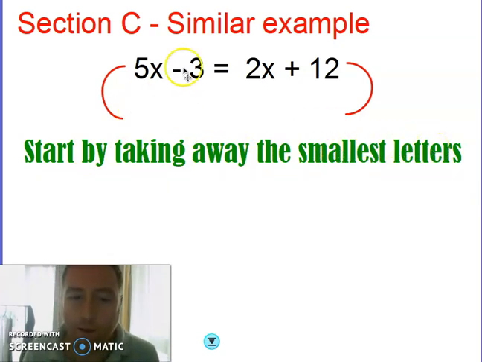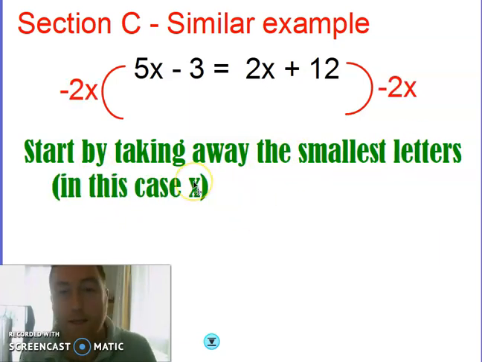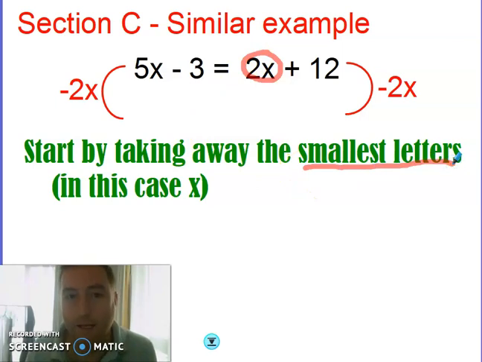Now what do I mean by that? Well, there's so many things I could do here. I could take away 5x, I could add 3, I could take away 2x, I could take away 12. I'm going to put a rule in place so I don't have to guess. I'm going to start by taking away the smallest letters. Well, in this case that's x. So the smallest x's, well this is 5x, and this is 2x, so that's my smallest letters. That's why I'm choosing this one to take away first, because it's the smallest letters, x's.